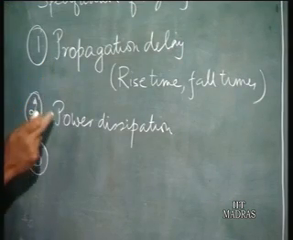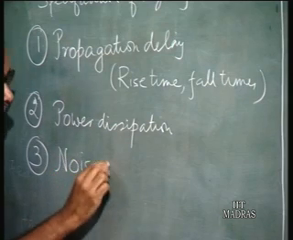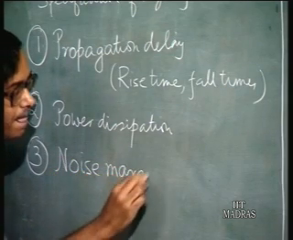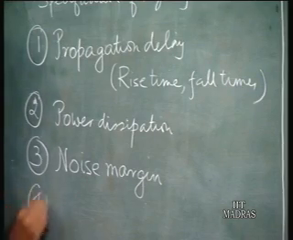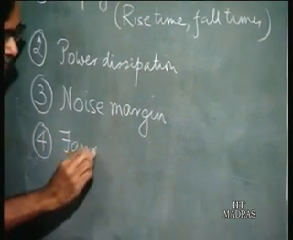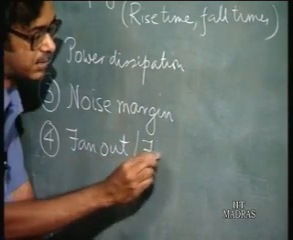So you have propagation delay, you have power dissipation, and another is noise margin. That gives you an idea of how much noise a circuit can tolerate. That is also very important. And the other important thing is fan out, and fan in to some extent.